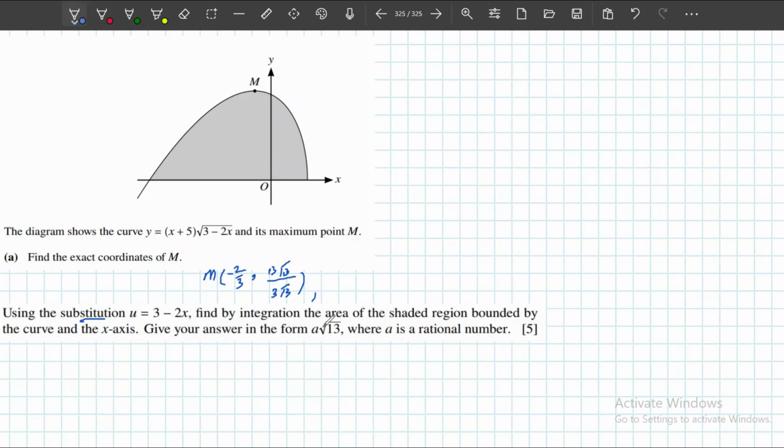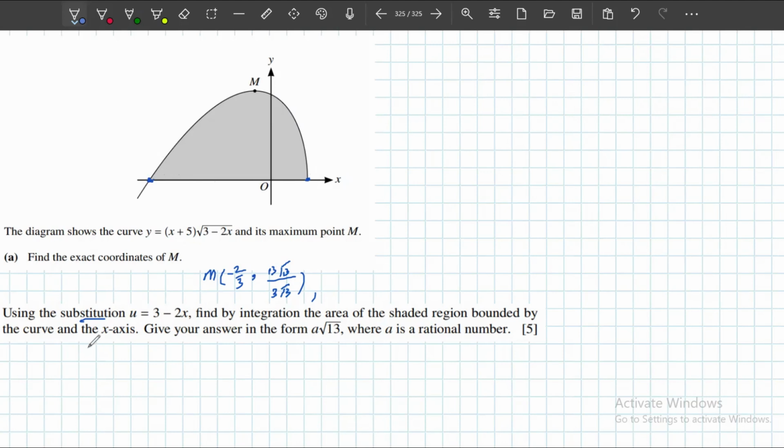Find the area of the shaded region bounded by the curve and the x-axis. Give your answer in the form a square root of 13, where a is a rational number. So we are looking for the point along the x-axis, the lower and the maximum point. For that, on the x-axis, y is always 0.